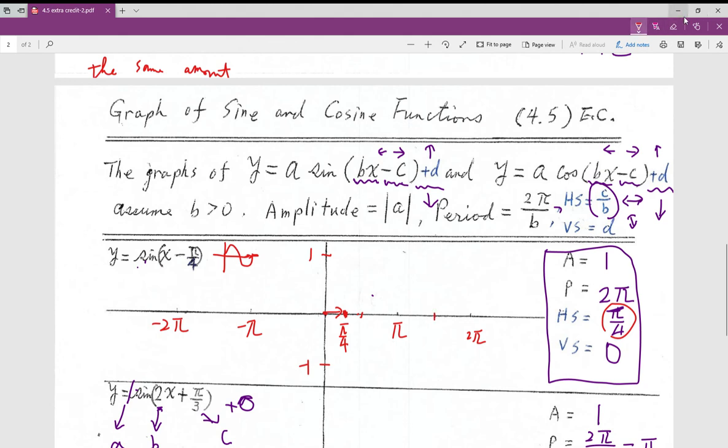so let me show you the parent's graph. The parent's graph should be like this. This is our parent's graph. And then right now everything shifts to pi over 4. So pi over 4 here, right? This one to here, this one to there, this one to there. So your real graph will shift in parallel.